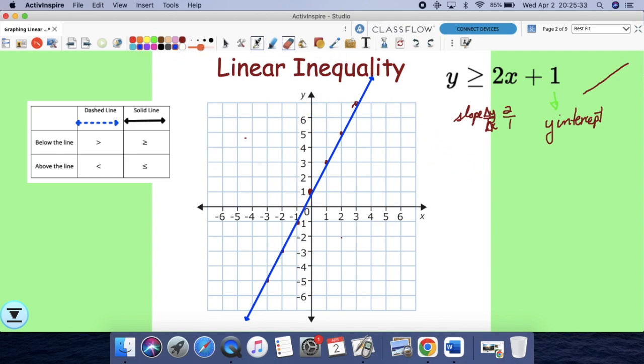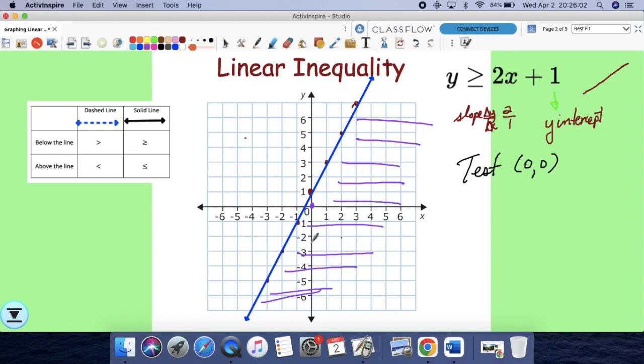If available, you want to pick the test point 0, 0. Why? Because it's the easiest test point. You're going to be multiplying by 0, adding 0, subtracting 0, and it just makes life so much easier. Now, you want to pick a point that's not on the line. In this case, 0, 0 is right here. It's not on the line, so it's a perfect test point. We're going to see if 0, 0 makes that inequality true. If it is true, it tells you that everybody on this side of the line also satisfies the inequality. If 0, 0 fails to satisfy the inequality, then you shade the other side.